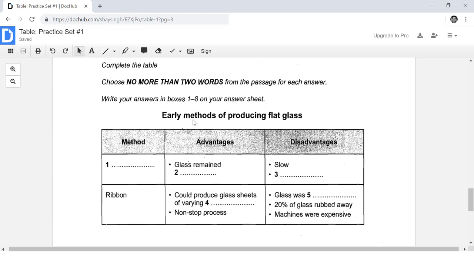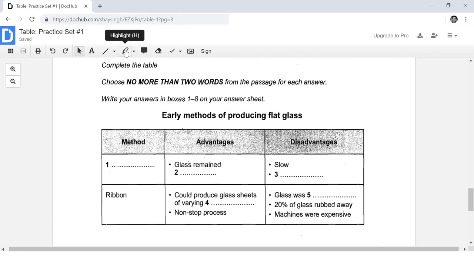Now let's read the title here as well, just so we know what this question set is going to be about. Here it says, early methods of producing flat glass. So we know it's going to be talking about methods, and here we can see as well in the titles up here it says method, advantages and disadvantages. So in this question set, we're going to be discussing 2 different methods, and we're going to be talking about the advantages and disadvantages for each one of these methods.